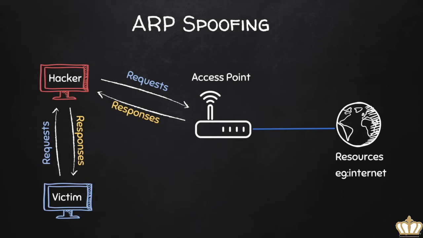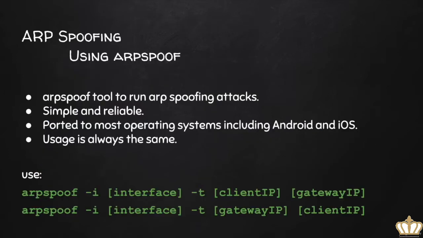Now, there are a number of tools that can be used to run an ARP spoofing attack. You can even build your own tool, and I covered this in my Python programming course. But in this lecture, I want to show you how to use a very simple yet reliable tool called ARP Spoof. Then, in the next lectures, we'll use a tool called Better Cap because it has more features.